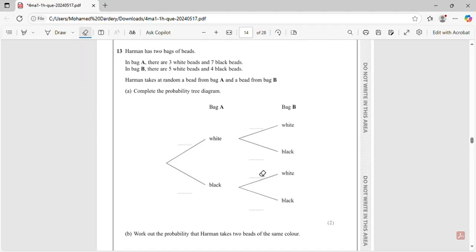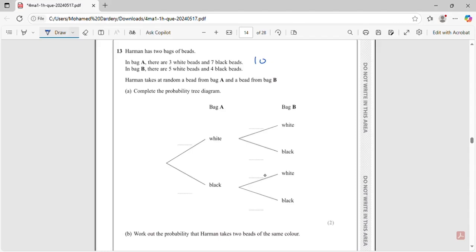Now question number 15. Here we have 2 bags of beads. In bag A there are 3 white and 7 black beads. In bag B there are 5 white and 4 black beads. So I have to complete this probability tree diagram. For the first one, I have to look at the white. Since the total here is 10, the white has to be 3 out of 10, and the black has to be 7 out of 10.